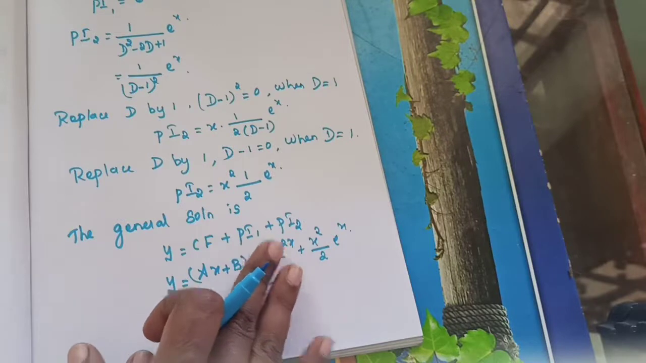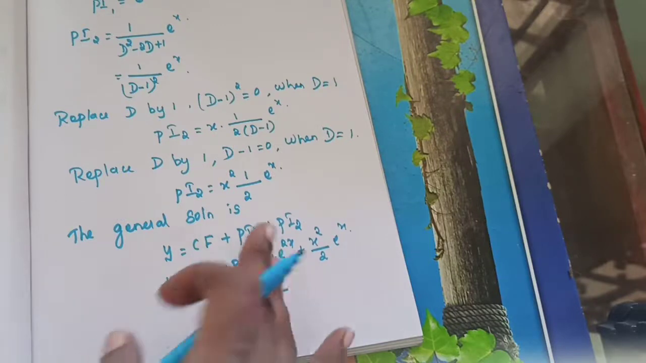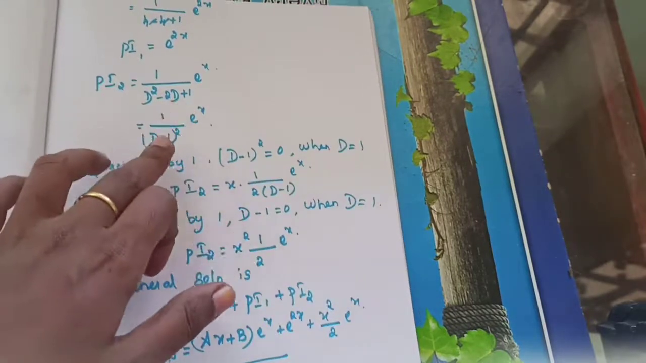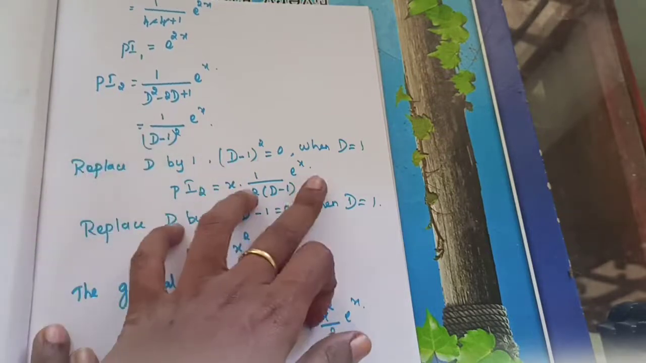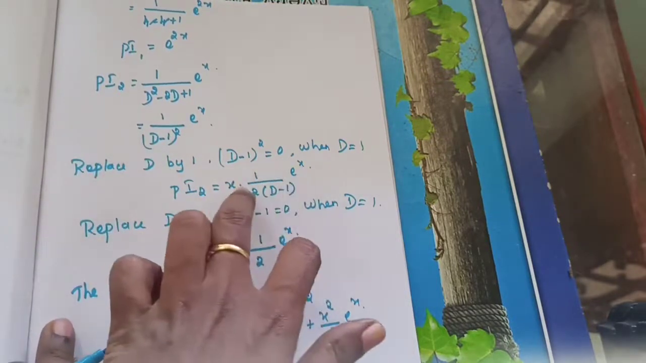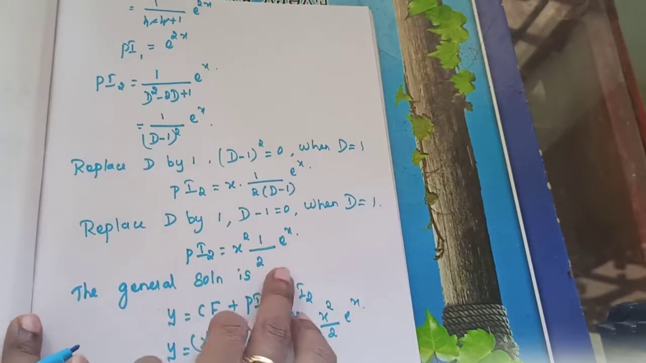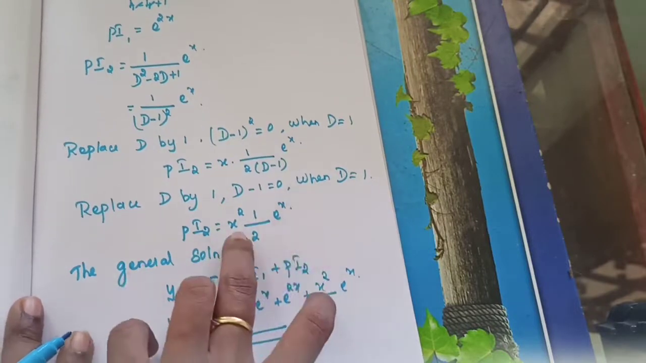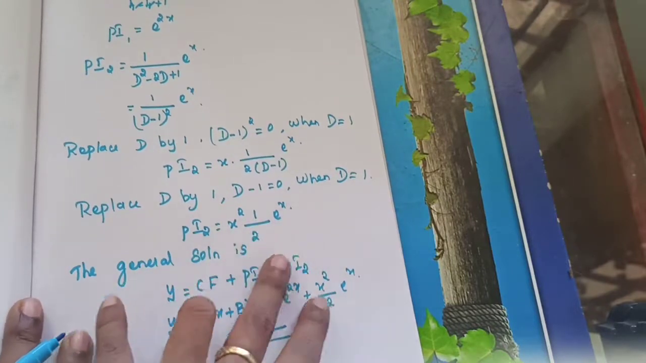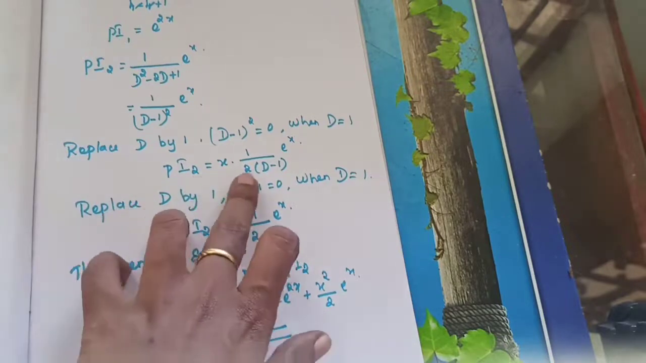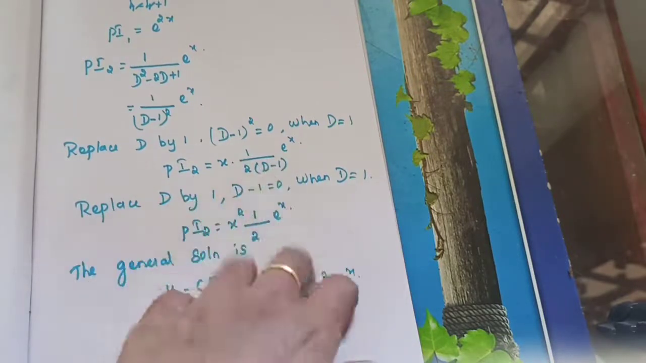Have you all understood how to find the particular integral here? Here, in the place of this, you substitute and see if you are getting 0, then x into 1 by phi dash. Again when you get 0, x square into 1 by phi dash of e power x. So phi dash means 2 into this one.